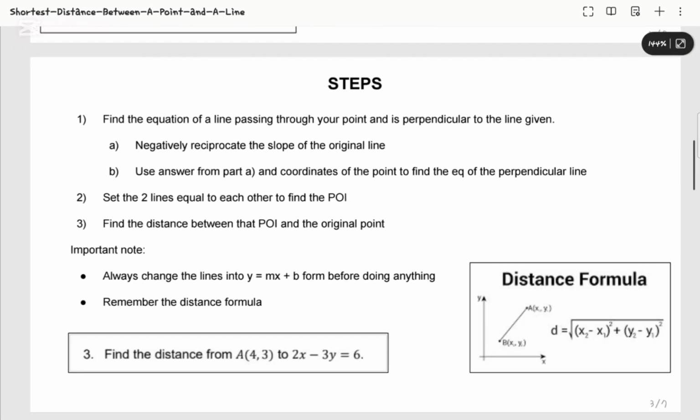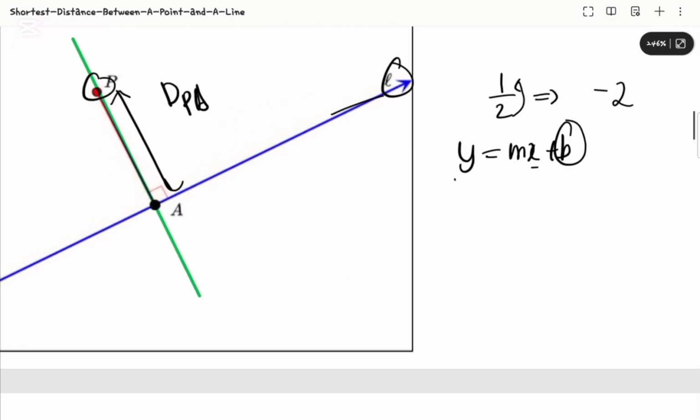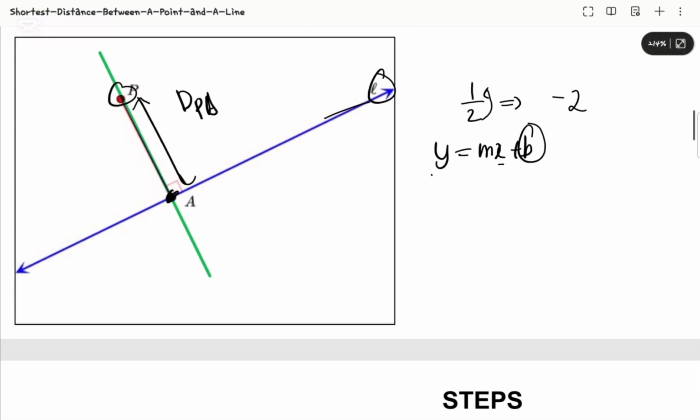Step number 2 is you set these two lines equal to each other to find your point of intersection. After you find the point of intersection, you find the distance between A and P. That will be your shortest distance between a point and a line.